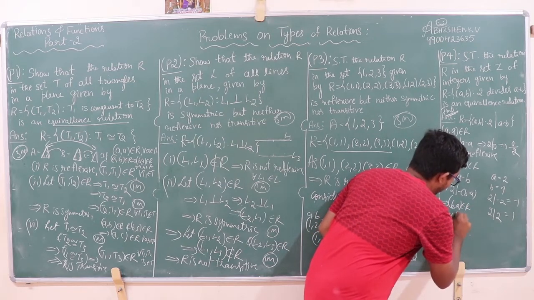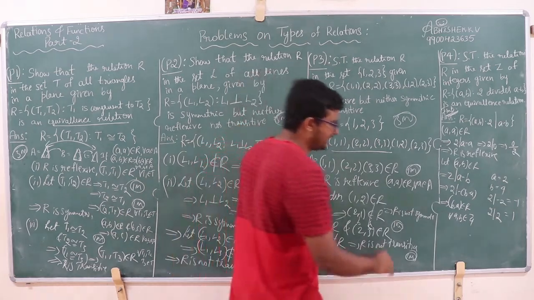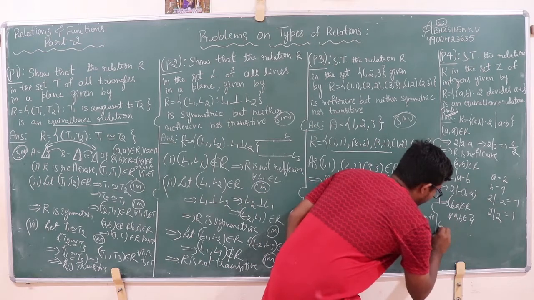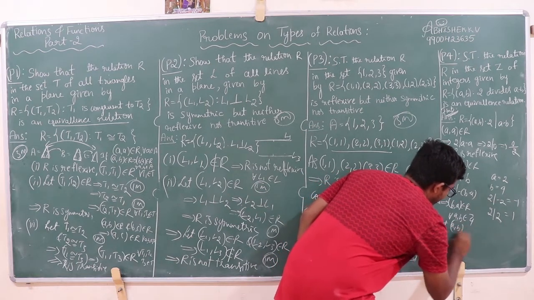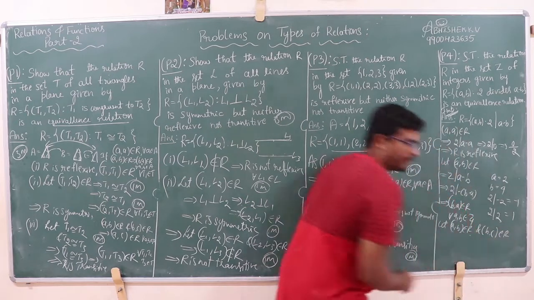The relation holds for all a, b belonging to the given set of integers. This implies R is symmetric. For transitivity, let (a, b) belong to the relation R and (b, c) belong to the relation R.